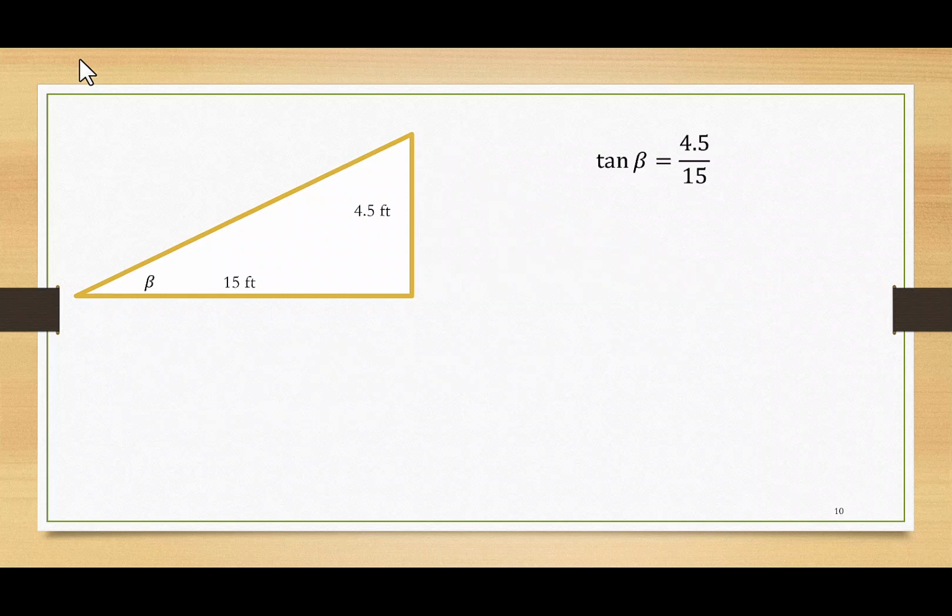We can reduce this down to one single triangle, and because we have the opposite and the adjacent, we'll use tangent to find our angle. We know that the tangent of beta is 4.5 over 15. So if we use tan inverse of 4.5 over 15, we'll be able to find our angle. Tan inverse of 4.5 over 15 comes out to be about 16.7 degrees.